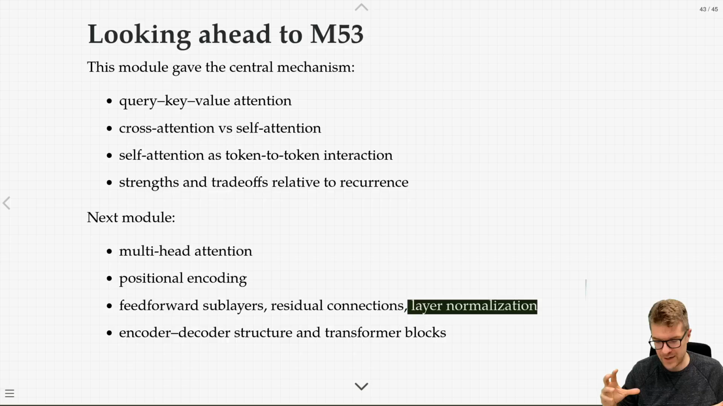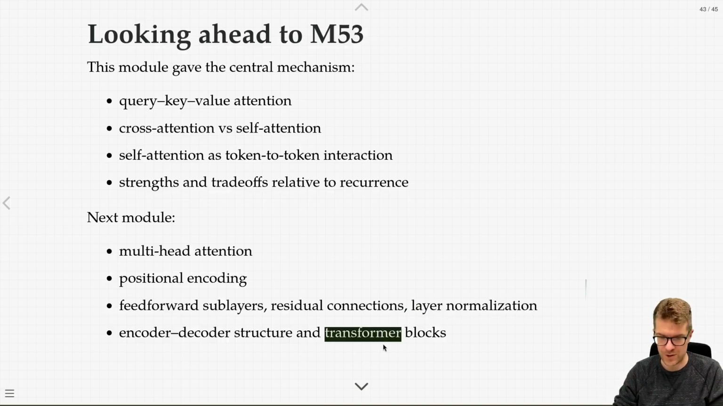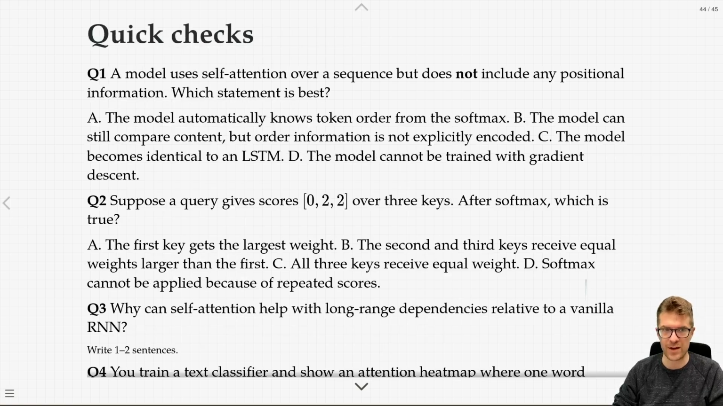We're going to have these architectures now, which have a lot of subcomponents to them. And these are going to be transformer blocks, which is sort of where most of the community is at now in terms of deep neural networks. Here are some quick conceptual checks for you.